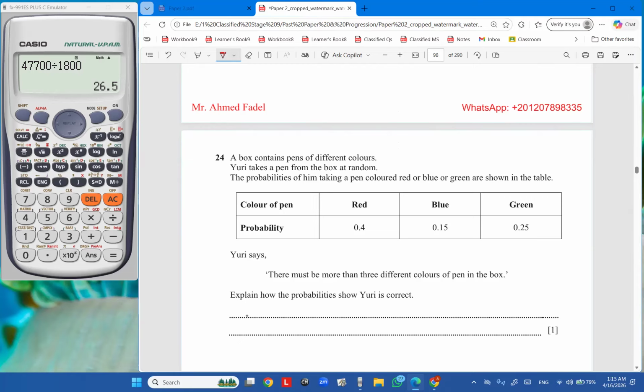Well, you're going to say that yes, there must be more than three because the probabilities of the three colors do not add to one. They do not add to one, or they do not add to 100%. They must add up to 100%, but they don't actually.